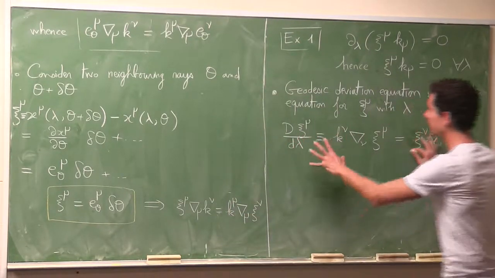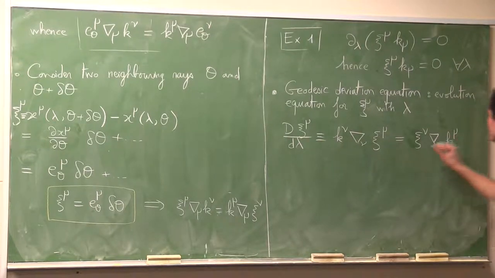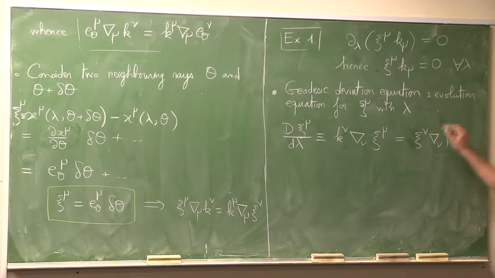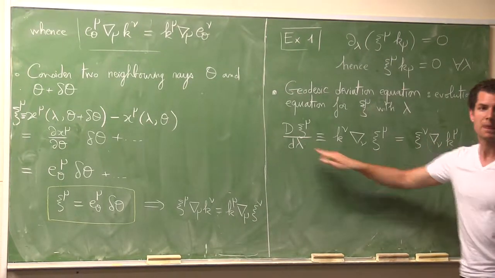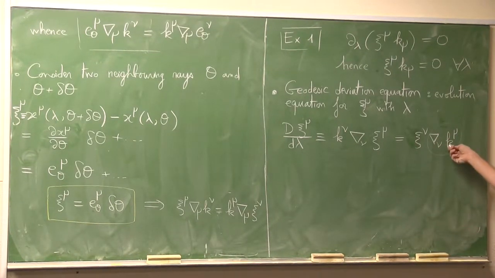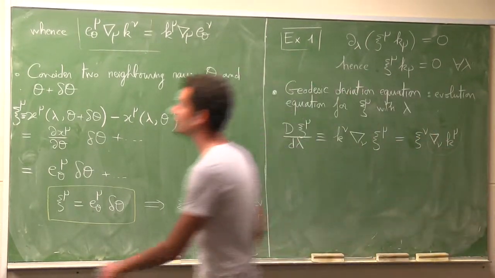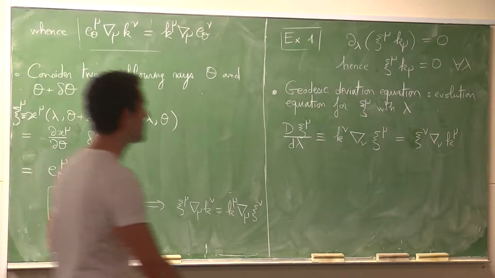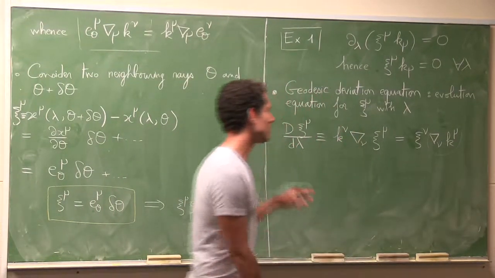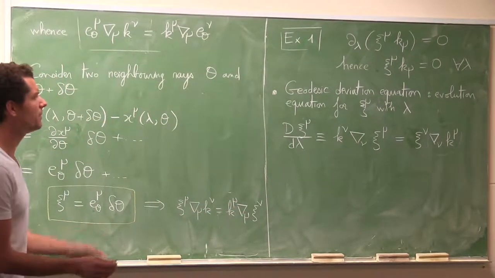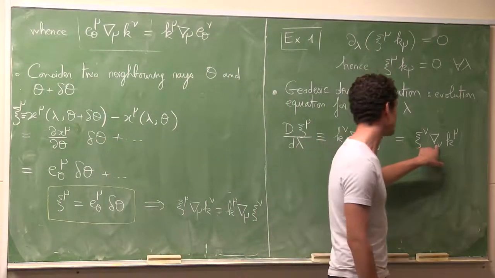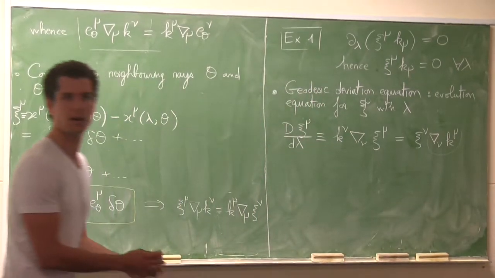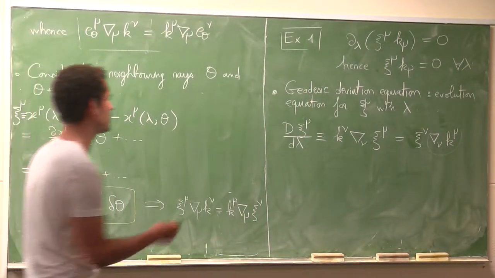Somehow you could consider this a linear differential equation, where if this thing is known, it's just a matrix that would drive the evolution. But it's not enough, because this thing is actually very complicated to know. I should solve basically the geodesic equation everywhere. So that's not really what we want. We'd like to go a bit further, to have a quantity that we can control a bit better, in particular not having this covariant derivative of the wave vector.